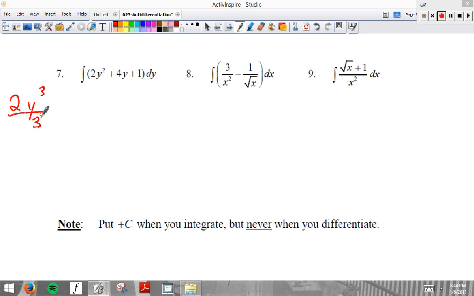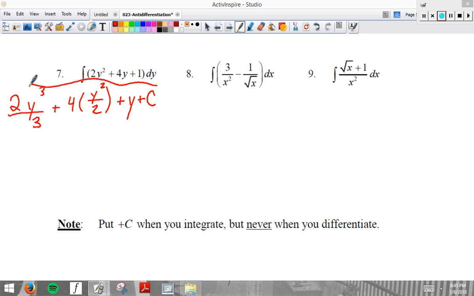You can keep everything in the top or not. It's right next to it. You keep the constant here, just multiplying. We add 1 to the power, we divide by the new power. The integration of 1 with respect to y is y plus c.